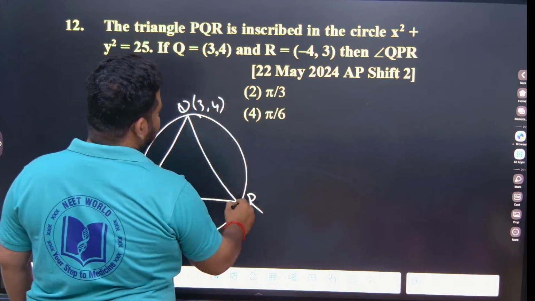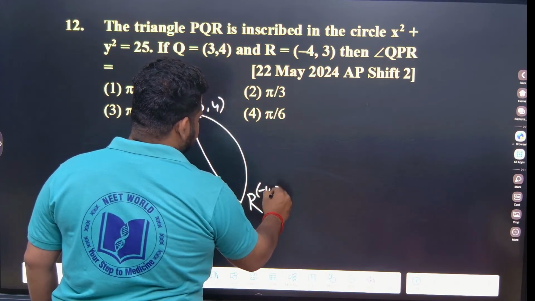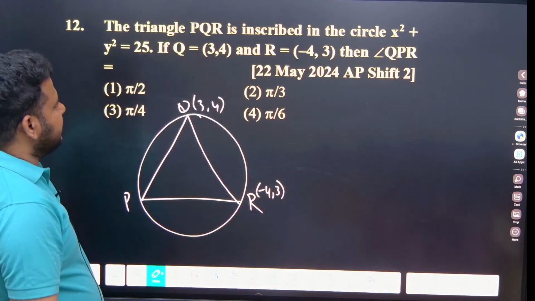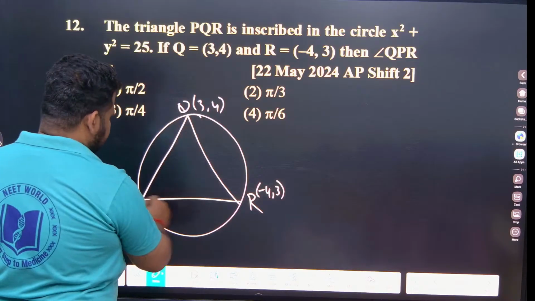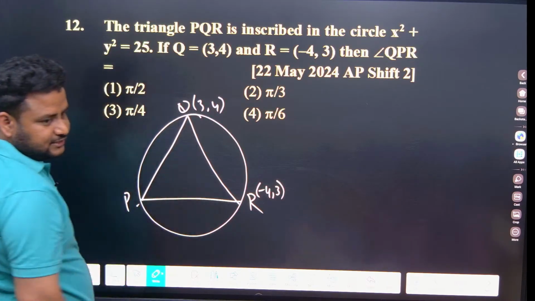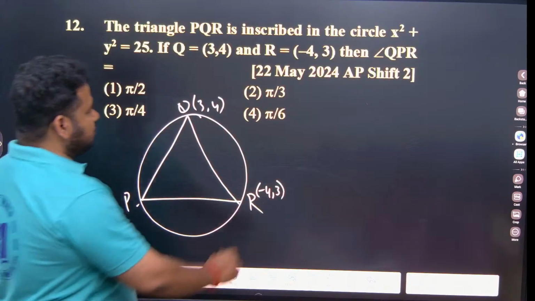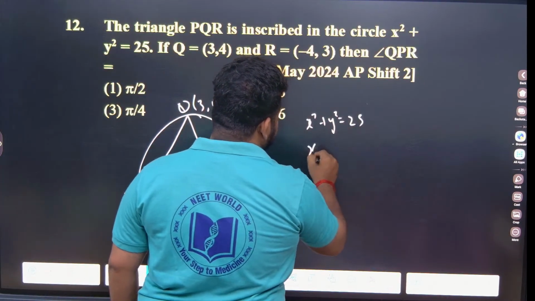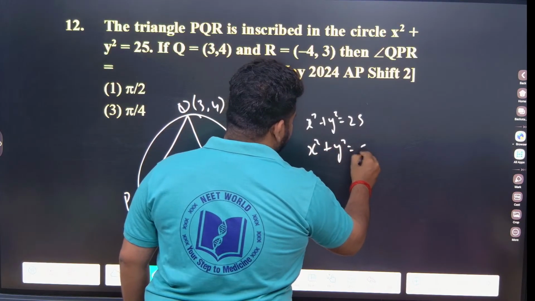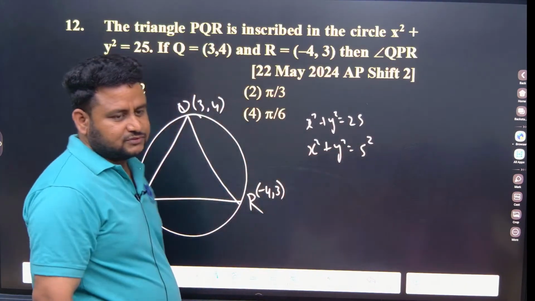R is equal to (-4, 3). They are asking for angle QPR. This is what they are asking. They have given the circle x square plus y square is equal to 25. I can write this as x square plus y square is equal to 5 square.